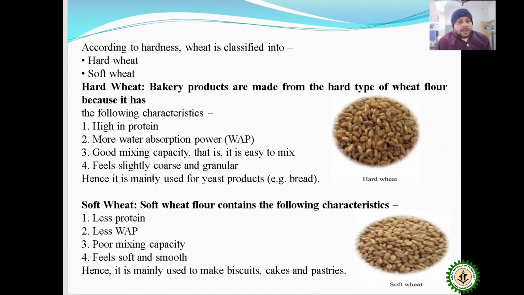So hard wheat is basically high in protein content, and this type of hard wheat flour we basically use for making bread type of products or yeast products. Okay, so high in protein content, and also more water absorption power, and the mixing capacity is good for hard wheat flour. And in the case of soft wheat, there is less protein content, less water absorption power, poor mixing capacity, and it feels soft and smooth. Basically, we use this type of wheat flour in making biscuits and pastries type of products.